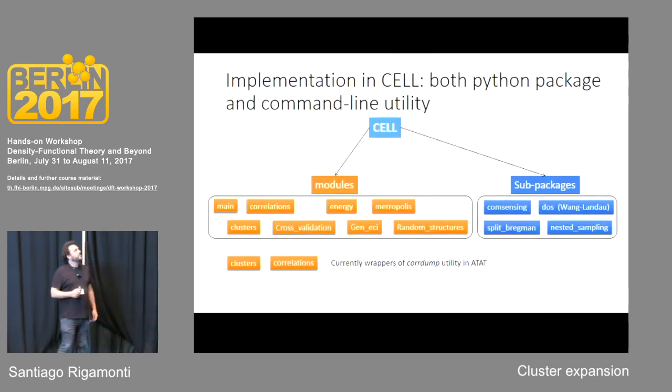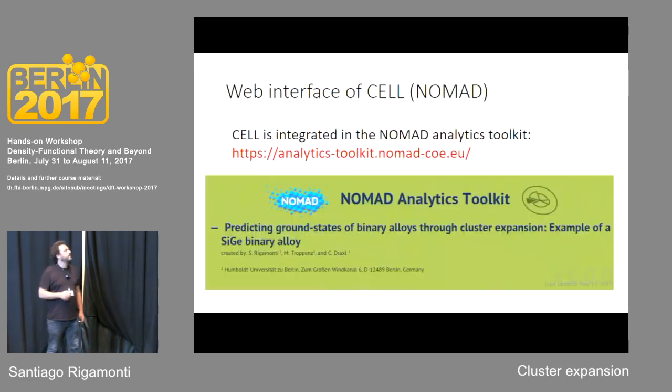So CELL is a Python package and also a command line utility. You can basically write commands, as Christopher will explain in some moment for the tutorial. Or you can also import it as a Python package in some script, and you can perform a cluster expansion tailored to your needs. It has several models for different purposes, and some packages for compressed sensing, for the one-Landau, nested sampling, split Bregman, etc. It uses a couple of utilities from ATAT to generate the clusters and to generate the correlation matrix.